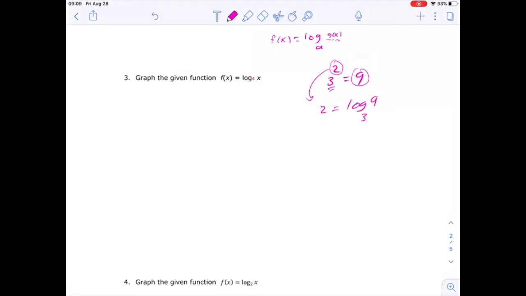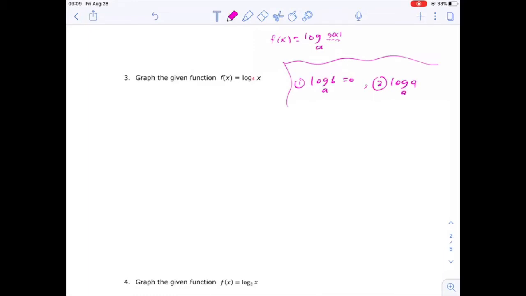Good. Now we need to remember some properties of logarithmic functions. We need to remember that log base a of 1 is 0. Log of 1 is 0. We need to remember that log base a of a, the same number here, is 1. We need to remember that if we have log base a of x to the power n, we can bring the power outside the log, and we get n log base a of x.